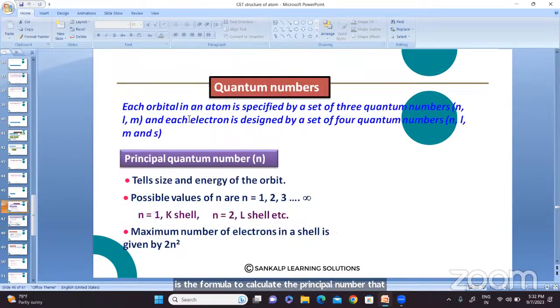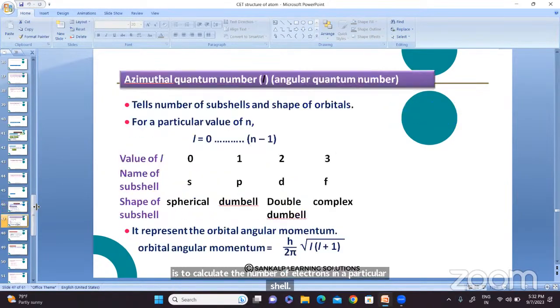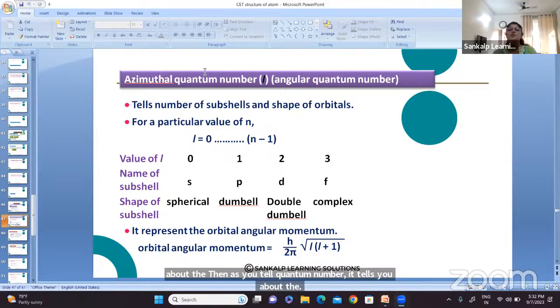Next we are going to start with the azimuthal quantum number, the second quantum number. It is called the angular quantum number. The principal quantum number tells you about the main shell, and the azimuthal quantum number tells you about the subshells and the shapes of the orbitals.